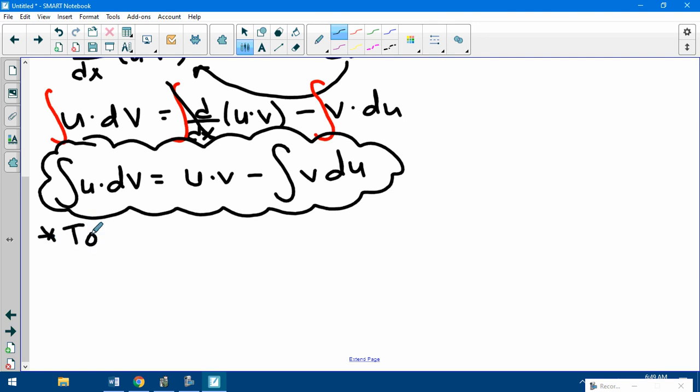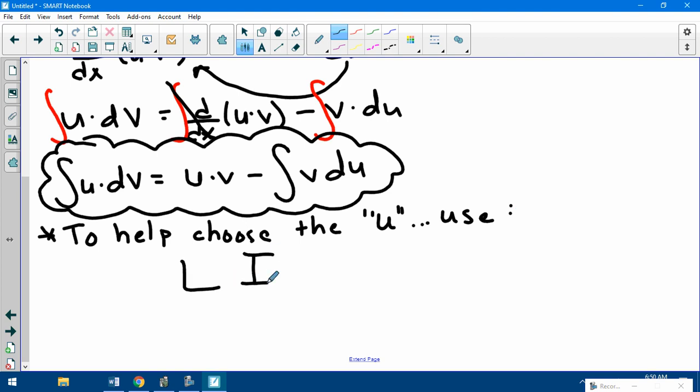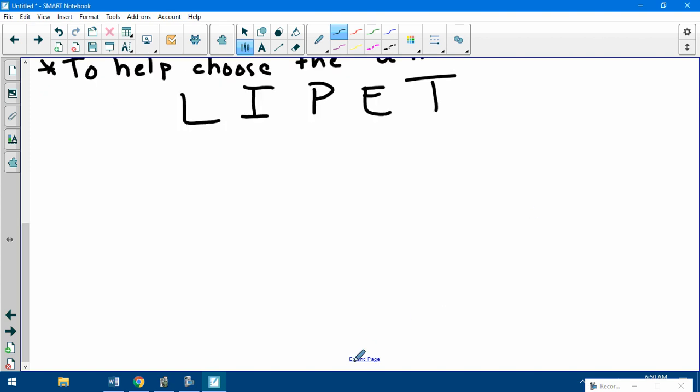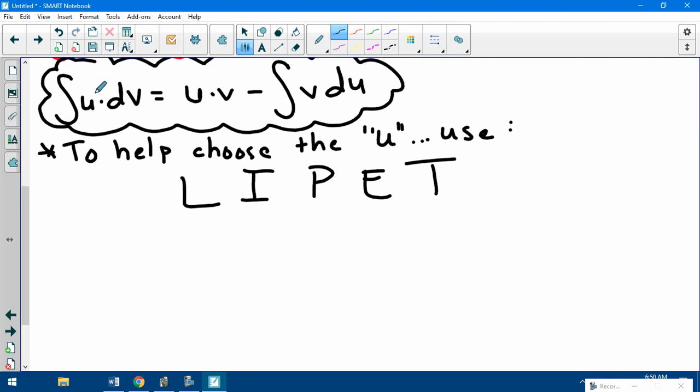But to help choose the u, I'm going to have you use something that I didn't learn until college. One of my friends in college showed me this. The teacher didn't even know it. So I'm not sure if a lot of people teach this, but it always works. Use LIPET. LIPET is kind of an acronym to tell you what you should choose for u.